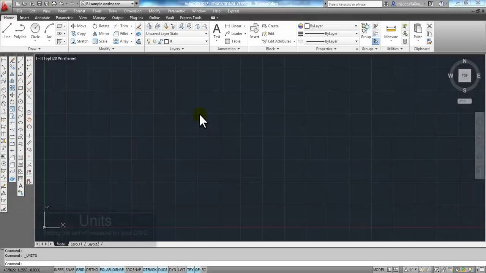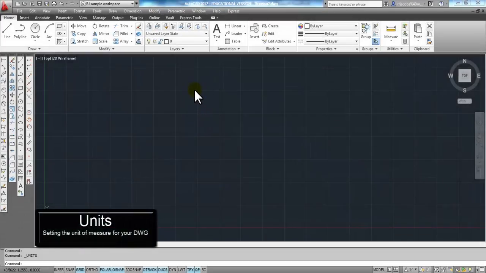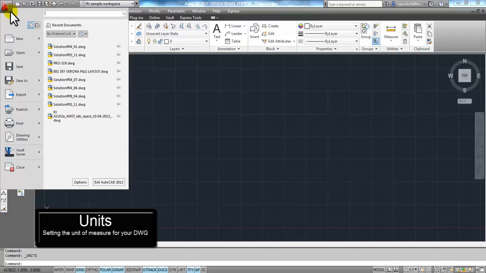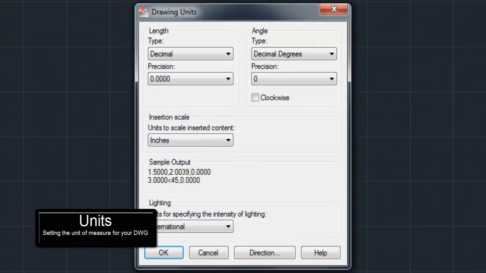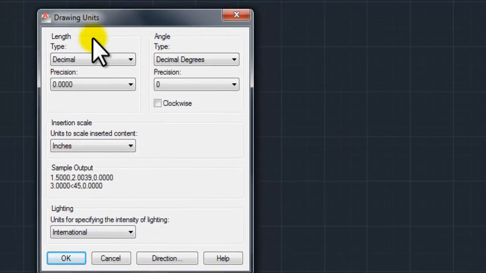Let's talk about units. If we go over to the large red letter A, click on it, and go down to Drawing Utilities and select Units, a pop-up menu will appear, and we'll notice that the default is set to decimal. Every type of drawing we work with is going to have different types of units.